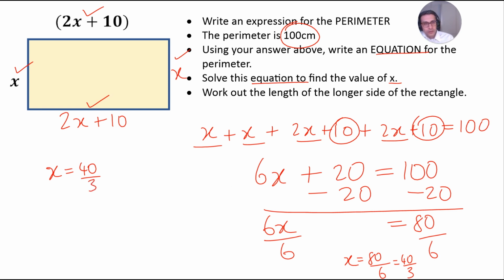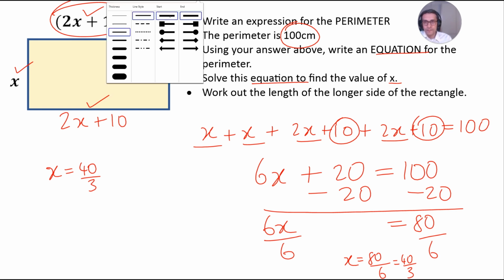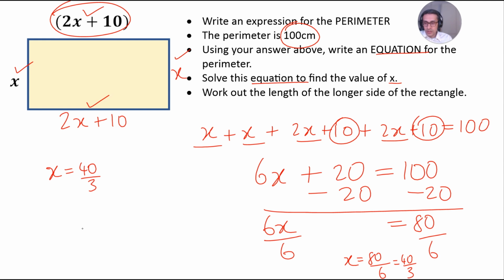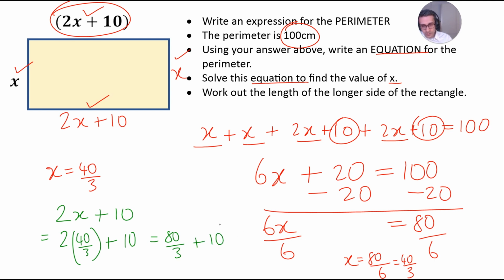And then it says work out the length of the longer side. Well, the longer side is going to be the 2x plus 10 side. So we need to replace x with 40 over 3. So this becomes 2x plus 10, which is 2 times 40 over 3 plus 10. That is going to be 80 over 3 plus 10.